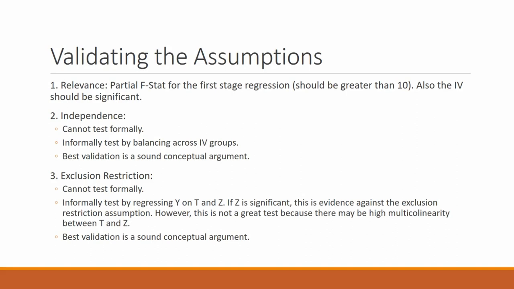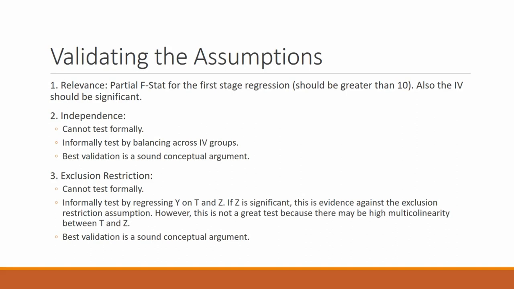And then exclusion restriction. Again, we can't test this formally. Kind of a bad informal test would be to run a regression of Y, the dependent variable, regress Y on T and Z. And if Z is significant, then this would be evidence against the exclusion restriction assumption. It's not a great even informal test, though. You might expect T and Z to have high multicollinearity. It might be insignificant for other reasons. So it's not a great test. We can do it to kind of get an informal idea.